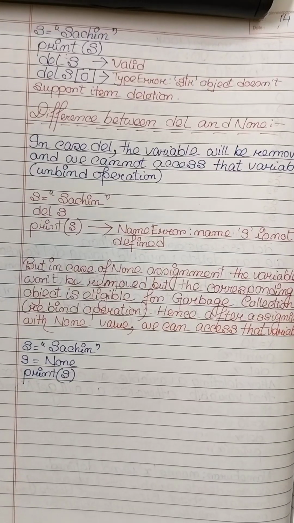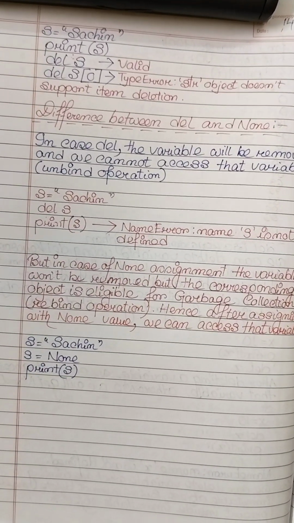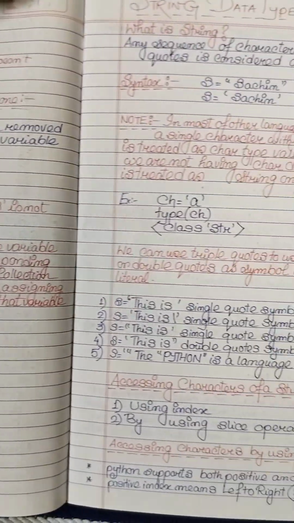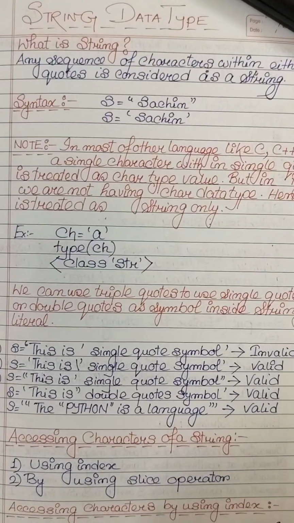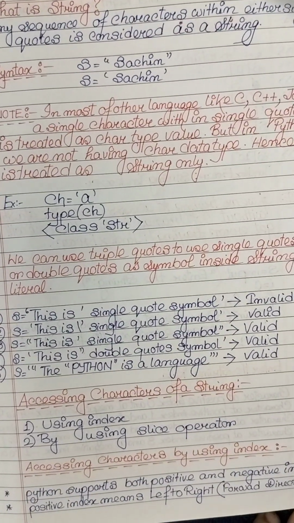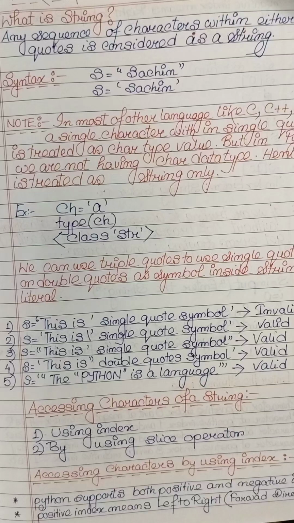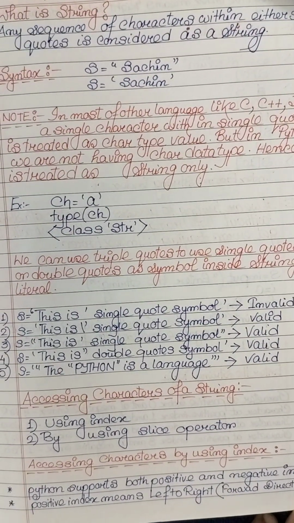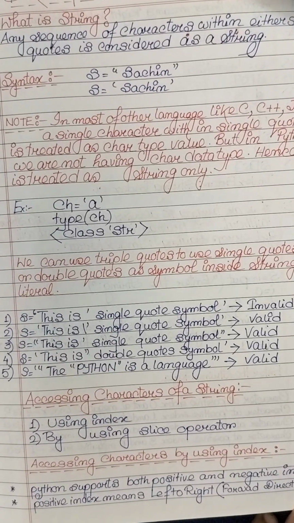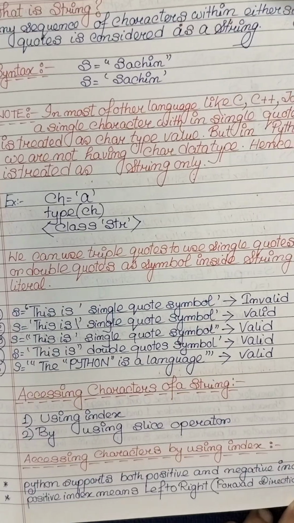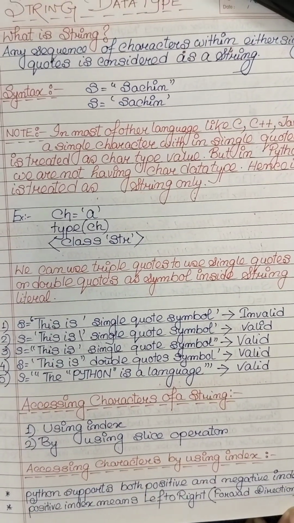Now we are going to start our new topic, string data type. So what is a string? Any sequence of characters within single quotes or double quotes is considered a string. S is equal to double quote Sachin, S is equal to single quote Sachin.